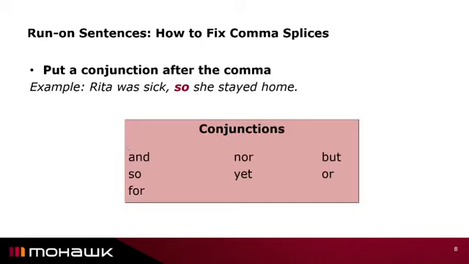So how do you fix run-on sentences? To fix a comma splice, you can put a conjunction after the comma. Examples of conjunctions include and, so, for, nor, yet, but, or.